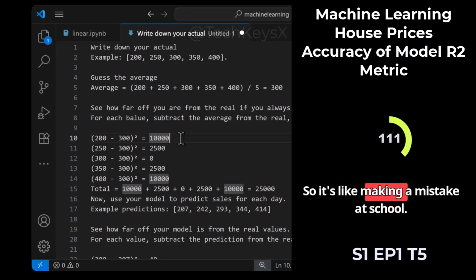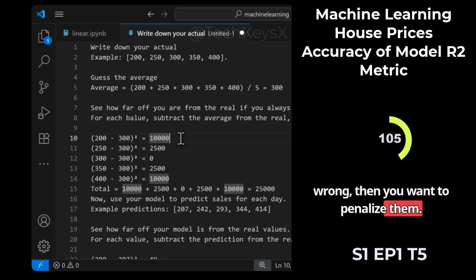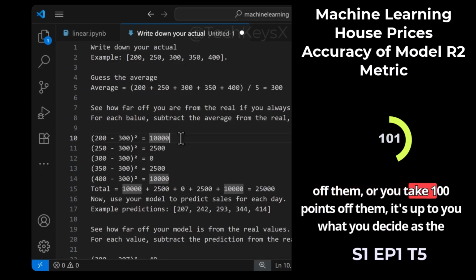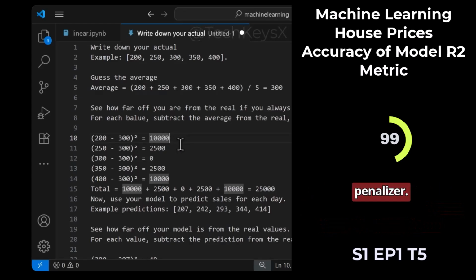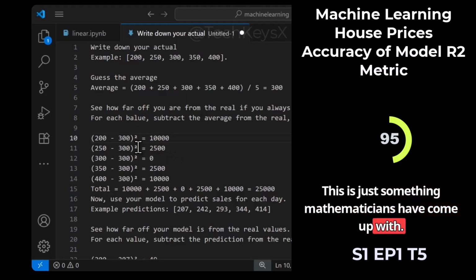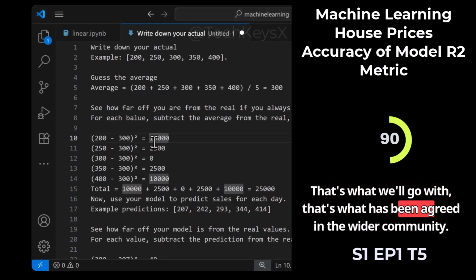So it's like making a mistake at school. If you make an error and you want the student to really realize that they've done this wrong, then you want to penalize them. So rather than taking 5 points off them, you take twice, so you take 10 points off them, or you take 100 points off them. It's up to you what you decide on the penalizer. But a standard has become that you square it. This is just something mathematicians have come up with. You could cube it and so on, but the standard has been to square it. That's what we'll go with. That's what has been agreed in the wider community.